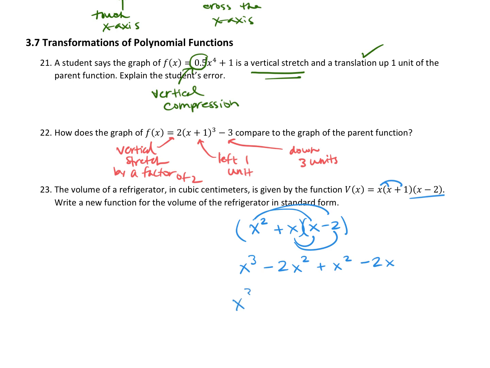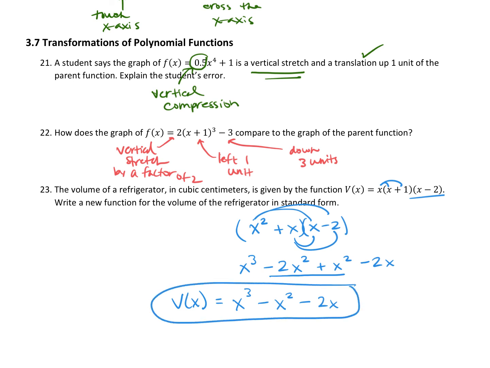Combining like terms, we have x cubed. Negative 2x squared plus x squared is a negative 1x squared. And then we've got our minus 2x on the end. This was a formula for volume, so v of x equals, and now we have our volume in standard form.